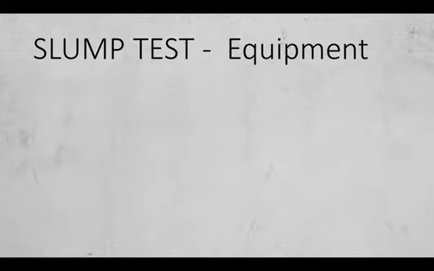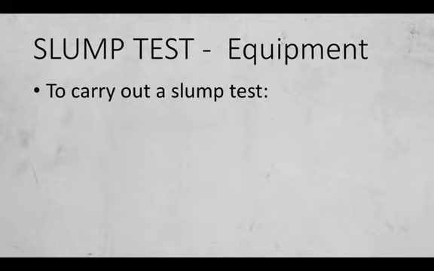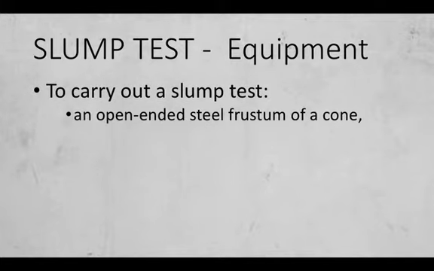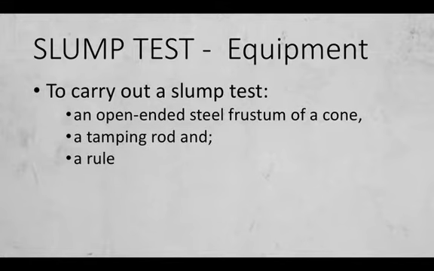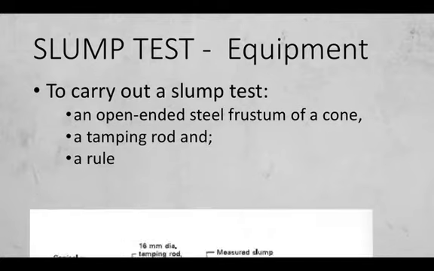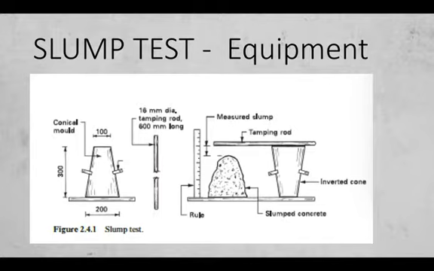Slump test. Here is the list of equipment used in the slump test. To carry out a slump test, you need an open-end steel frustum of a cone, a tamping rod, and a rule. A meter rule, a centimeter rule, it doesn't matter. A ruler. And here is an image showing it. Here we have the conical mold, giving some dimensions, 100. We have the conical mold with two handles.